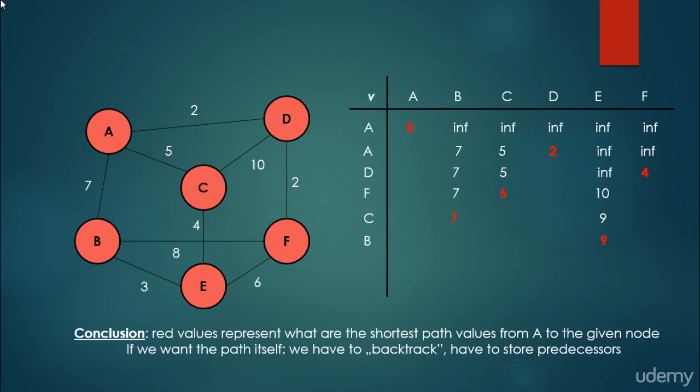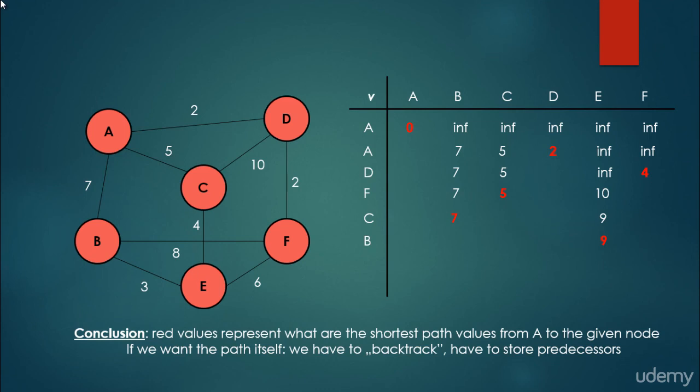So A, in this situation, is the source, which means that we are curious what the shortest path is, for example, from A to F. And you can read from the table that it yields 4. It takes 4 to get from A to F. You have to go to D first, and then from the vertex D to the vertex F, 2 plus 2 is 4. Okay, it's working.